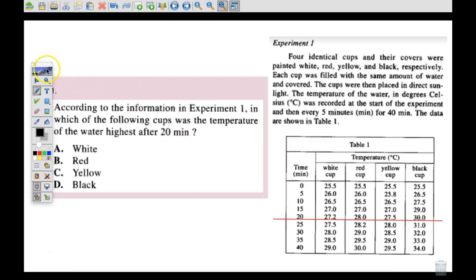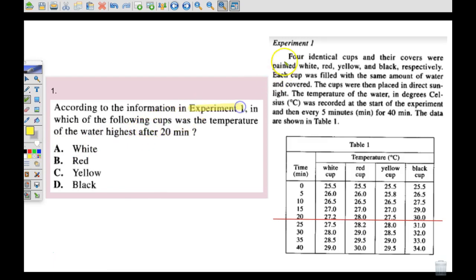So for our first question, it asks, according to the information in experiment 1, in which of the following cups was the temperature of the water highest after 20 minutes? So there's a few things going on in this particular question. The first I see is that I have to refer to experiment 1. And then I have to interpret some data.